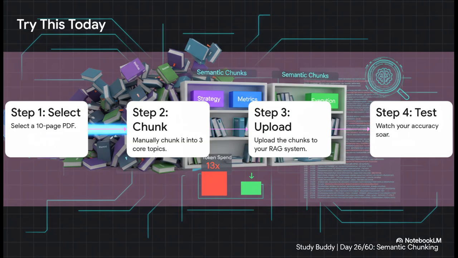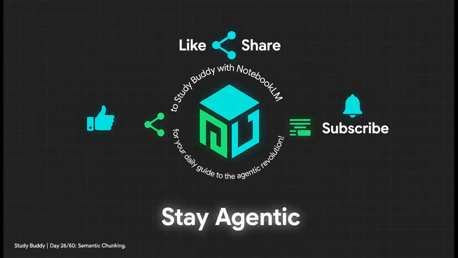Here's what I want you to do today. Go find a 10-page PDF. It could be a report, an article, whatever. Manually break it down into 3 meaningful sections based on its main topics. Then, upload just those chunks to your RAG system. Start asking it questions and just watch how much faster and more accurate its answers become. And just like that, you've made your AI smarter, faster, and a whole lot cheaper.